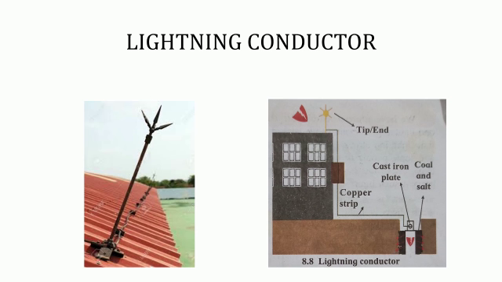Whenever an electrically charged cloud passes over the building, the electric charge flowing towards the building is conducted by the lightning conductor into the ground through the copper strip, and damage to the building is prevented. When such a lightning conductor earthing is fixed on a tall building, the surrounding area is also protected from lightning. So this was all about lightning conductor.